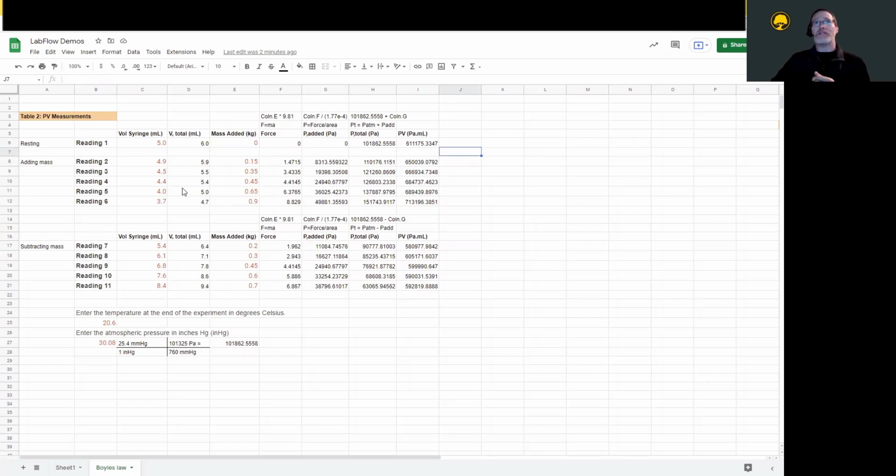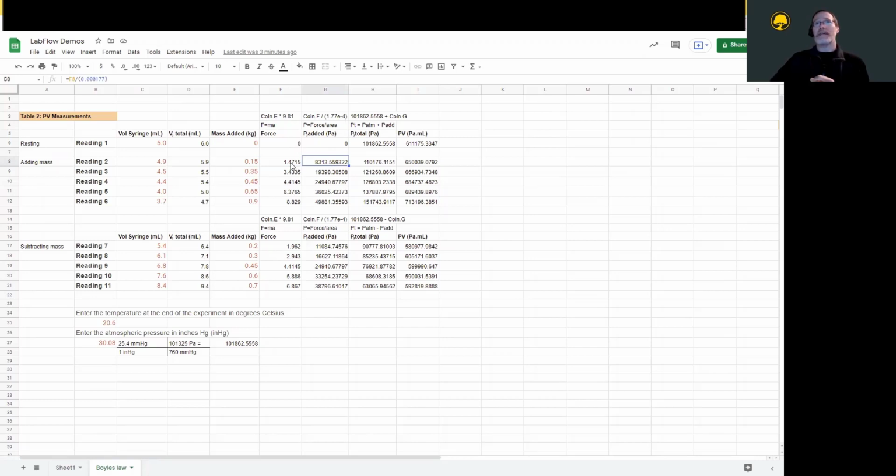The volume calculation we talked about. Here's my added mass. It was 0.15 kilograms. So here, remember on that table in the PDF, it said force is the mass times acceleration of gravity. So on my spreadsheet, column E times 9.81. So this times 9.81 gives me that. Now, pressure in the next column is this force divided by the area of the plunger, which was that 1.77 times 10 to the minus 4 square meters. So I get this number.